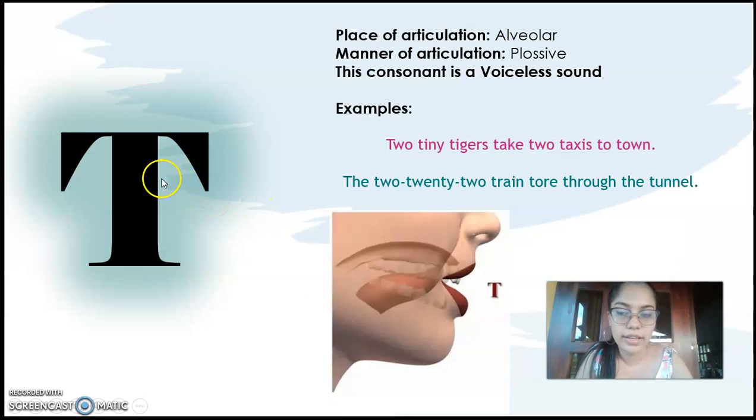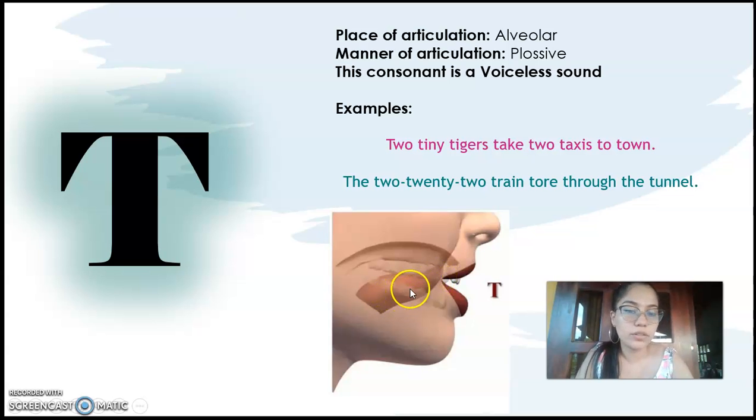So the first one is the sound T. The place of articulation is alveolar. That means that the tip of the tongue is touching the gum ridge behind your front teeth. As the picture shows, the tongue is behind the front teeth here. Now, the manner of articulation is plosive. It means that the airflow is stopped, so that airflow ceases for a brief amount of time.